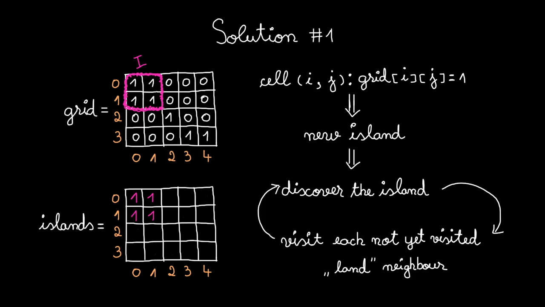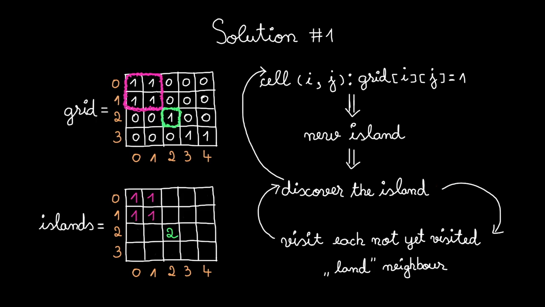This means that it is time to look for another one. Is there any not yet visited cell equal to 1 in this grid? Of course, here it is. Now, we mark this cell as 2 in the island's grid and start discovering the whole island. Because all of its neighboring cells are 0, the discovery of the second island ends pretty quickly.